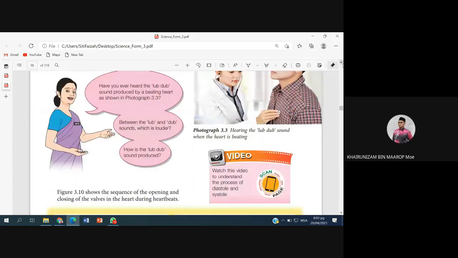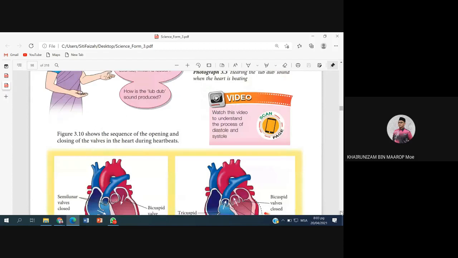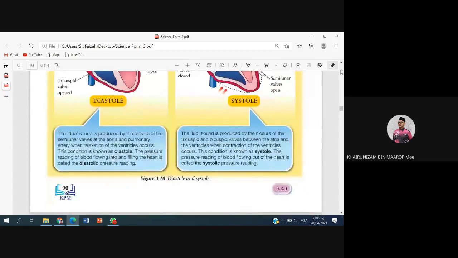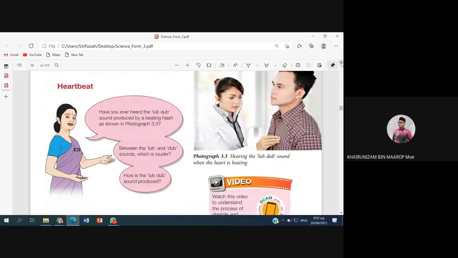Okay, you can refer to your textbook, your phone screen or your laptop screen. Your textbook on page 90. This is about the heartbeat. Our heart works like a pump that contracts and relaxes to deliver blood through the blood vessels throughout our body.